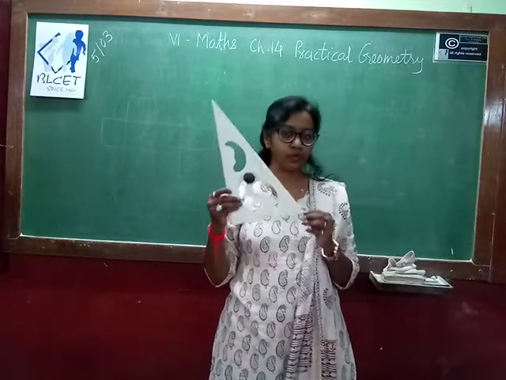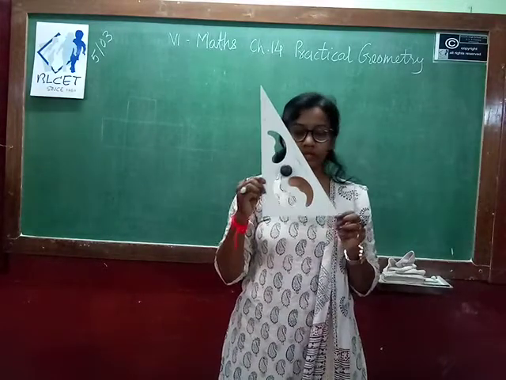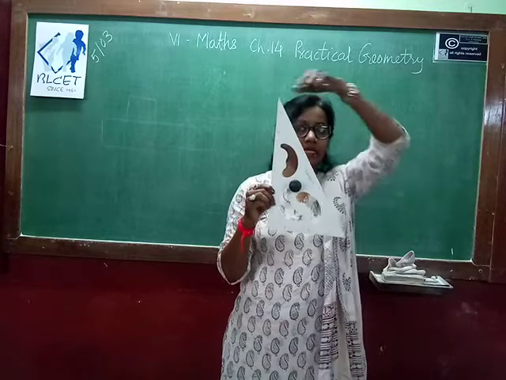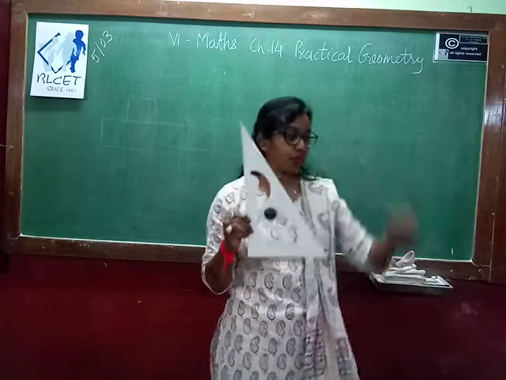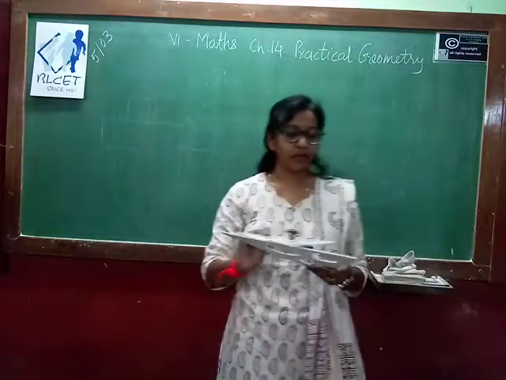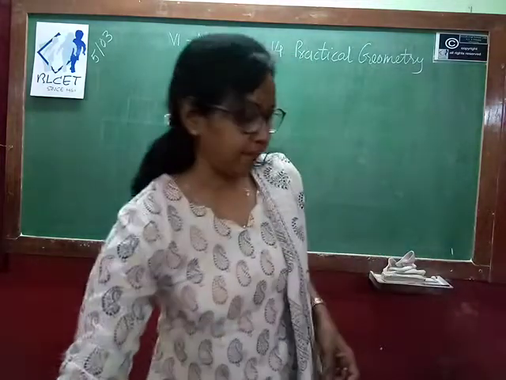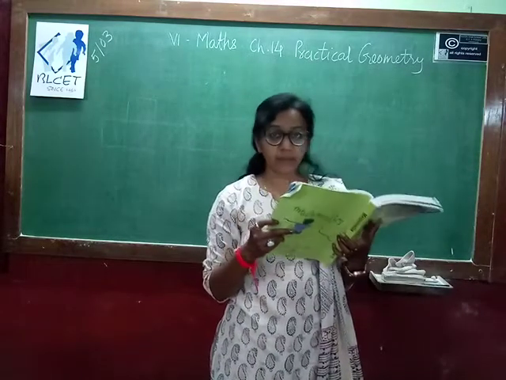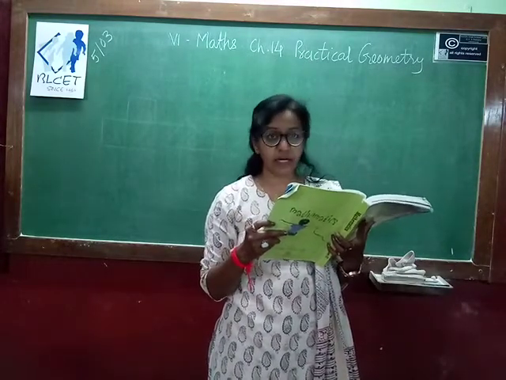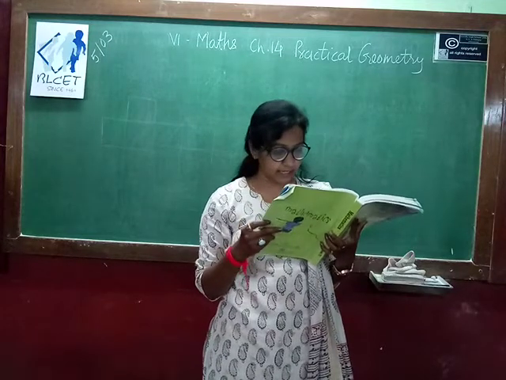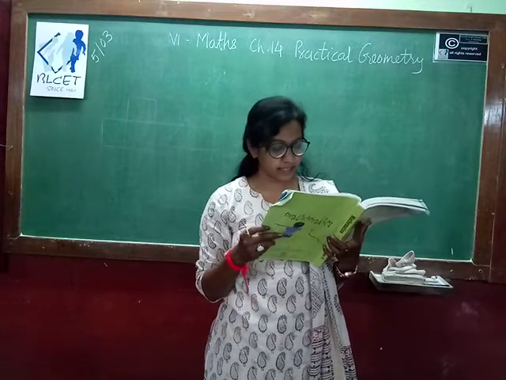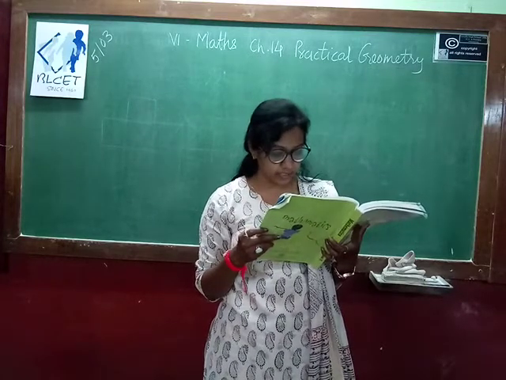Second, you have this tool also in your compass box. Okay, this is your 90 degree angle, this is your 60 degree angle, and this is your 30 degree angle. So two set squares are there in your compass box. Let's see the description. Two triangular pieces, one of them has 45 degree and 90 degree angles at the vertices, and the other has 30 degree, 60 degree and 90 degree angles at the vertices.